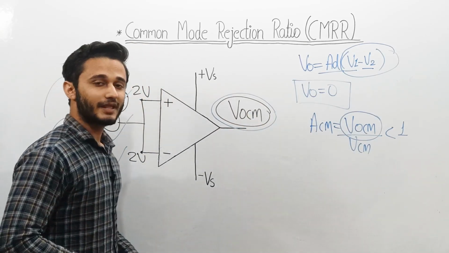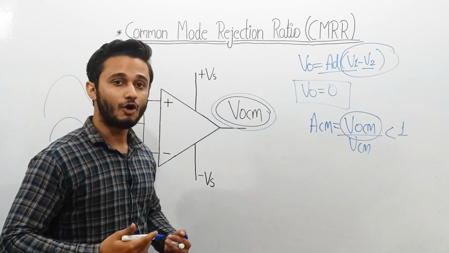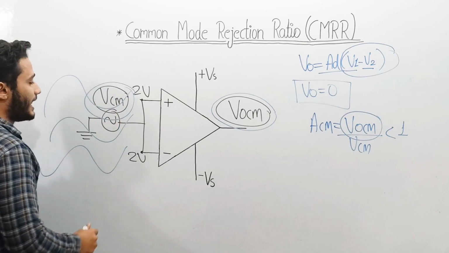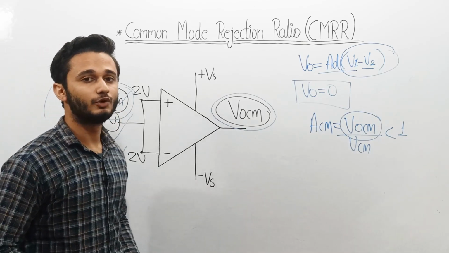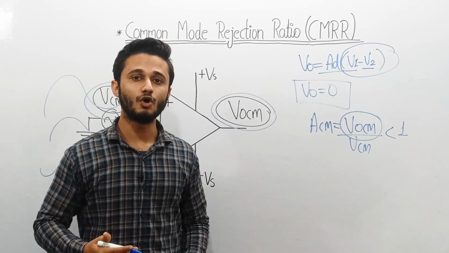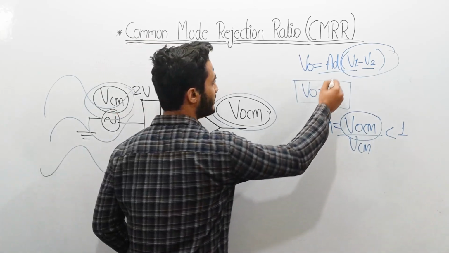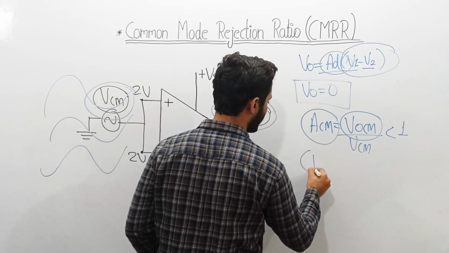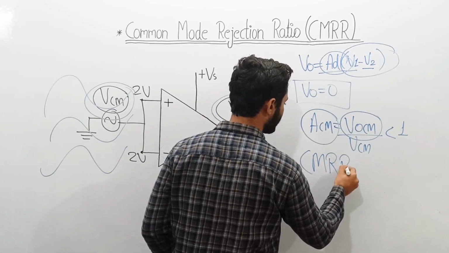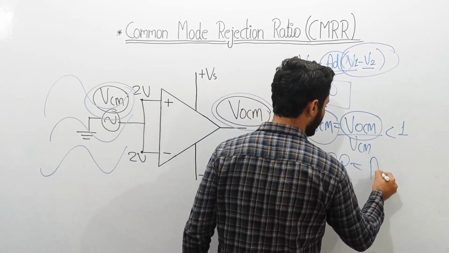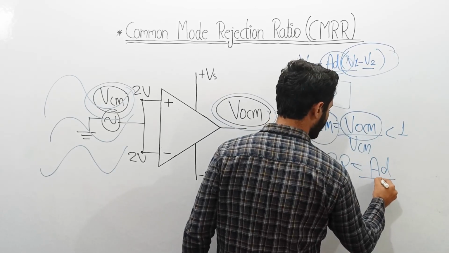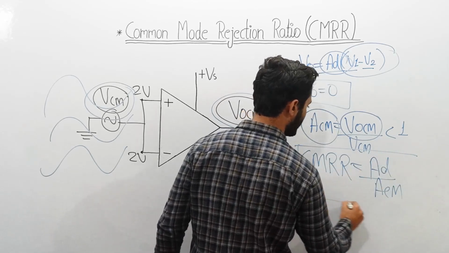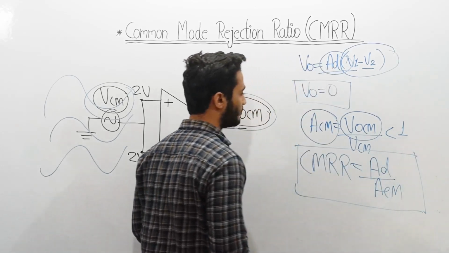So CMRR actually defines how well an op-amp suppresses this common mode input voltage, and mathematically we can define common mode rejection ratio as the ratio of differential gain AD to the common mode gain ACM. Let me write it down. CMRR is equal to AD upon ACM, where AD is the differential gain and ACM is the common mode gain.